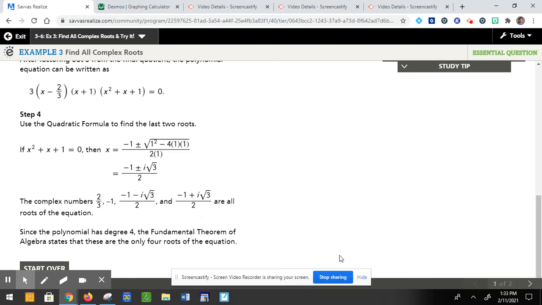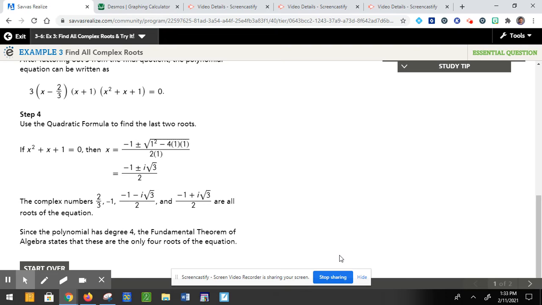And for a 4th degree polynomial, the fundamental theorem of algebra says you should have 4 roots. So 2 of them are real, the other 2 are going to be imaginary. And when you use quadratic formula, you get that it's -1 plus or minus i√3 over 2. So the 4 roots are 2/3, -1, -1 minus i√3 over 2, and -1 plus i√3 over 2. And again, 1, 2, 3, 4, because it was a 4th degree.